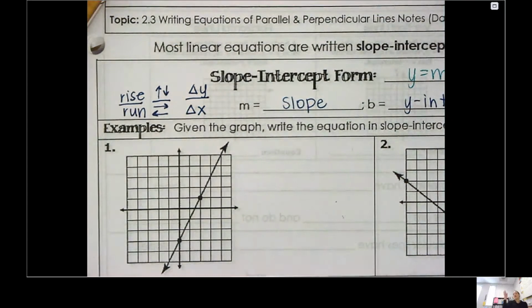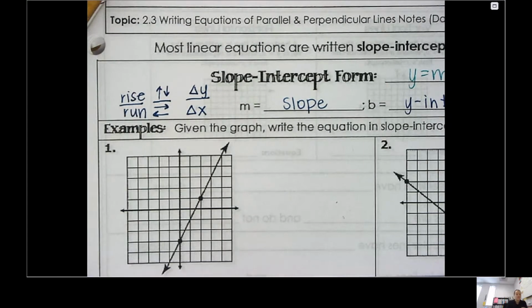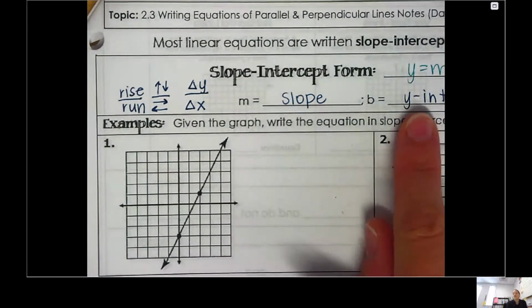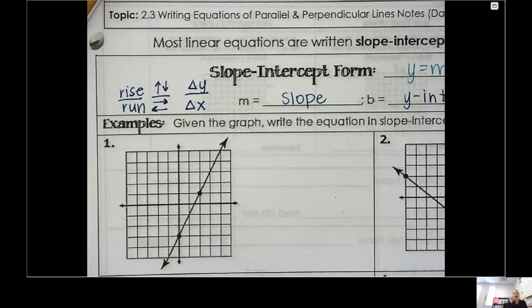It means how is your y-axis changing? How much are you moving? And what about your x-axis? How much are you moving as well? It's the same thing. All of these are essentially synonyms for the same thing. Y-intercept, like we said, is just where it crosses the y-axis. So in the four examples there, we're going to write the equations in slope-intercept form for each one.